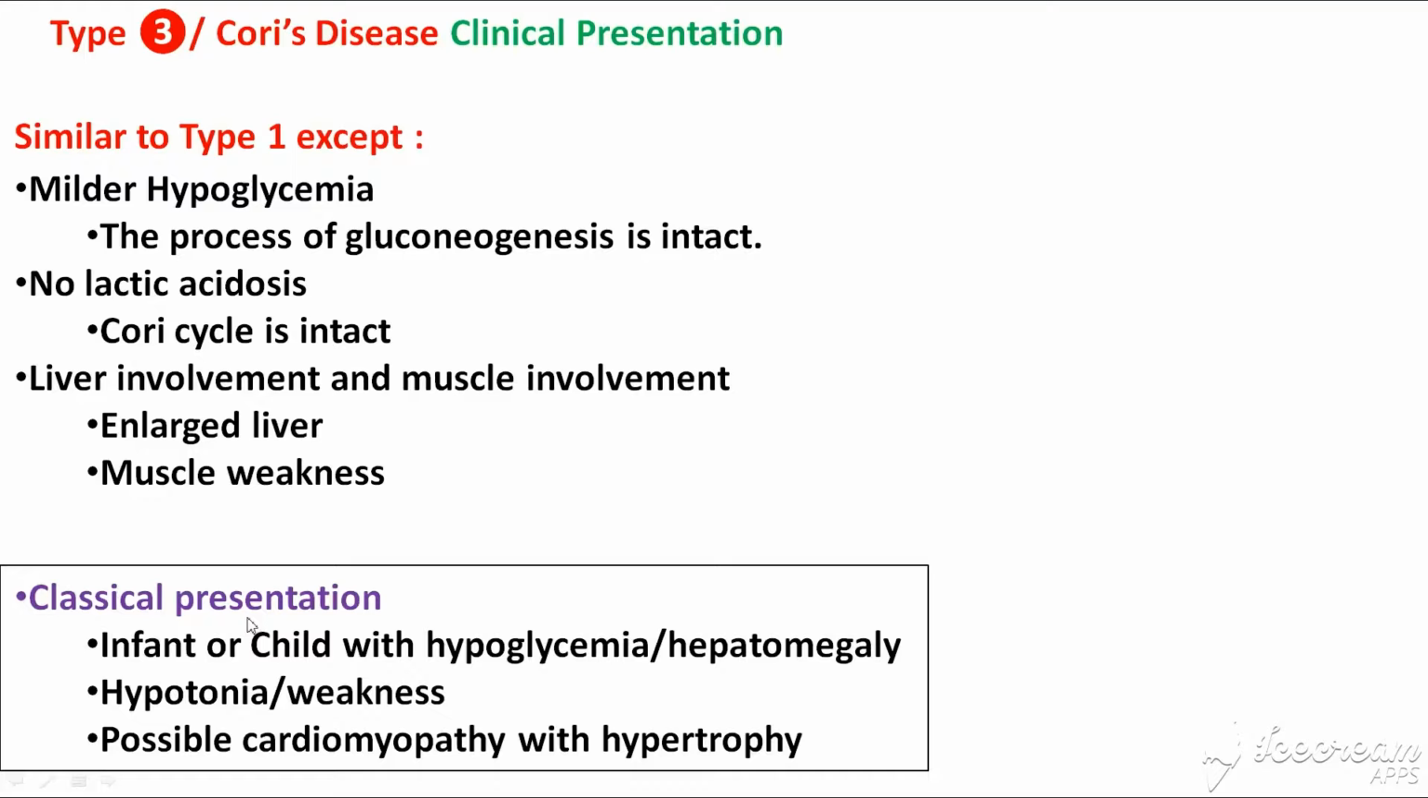So the classical clinical presentation is going to be an infant or a child with hypoglycemia and hepatomegaly, and this is going to represent the liver involvement. And this patient could also have hypotonia and weakness and possible cardiomyopathy with hypertrophy, and this is going to represent the muscular weakness. So the key point is that type 3 glycogen storage disease or Cori's disease affects both the liver and the muscles.